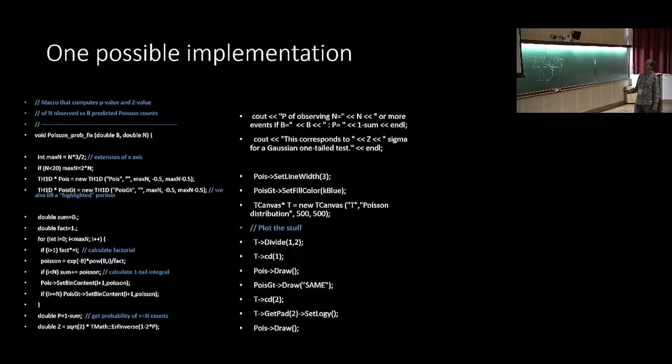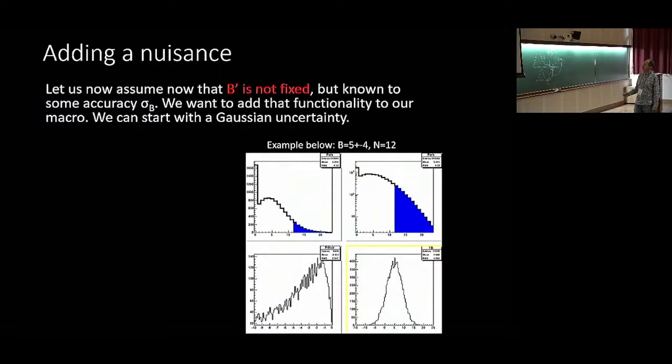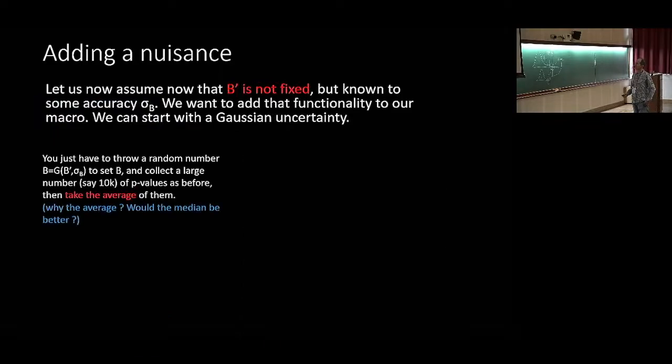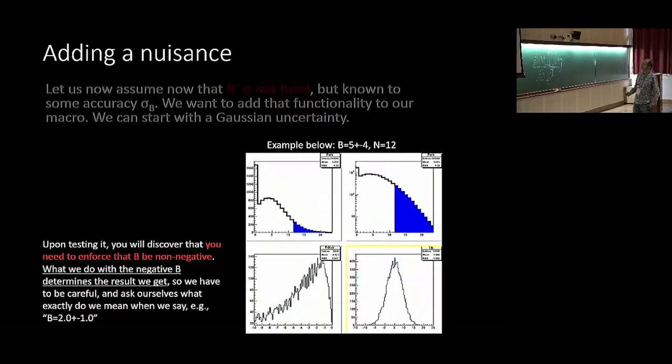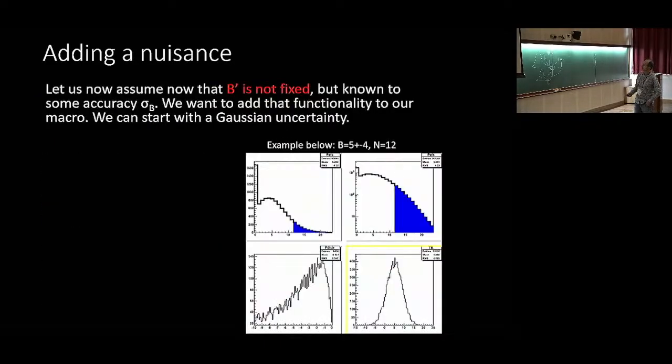The implementation of the code that you just saw is just these few lines of code. You see that we are doing a sum from 0 to n minus 1, integrating the Poisson, and then we do 1 minus the sum, and then we convert to a z number by doing this formula. Sorry, this slide is screwed up a little bit.